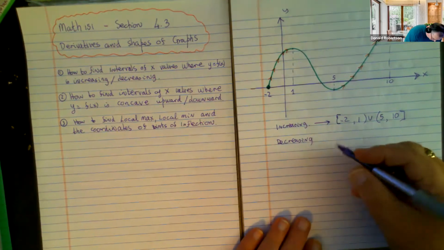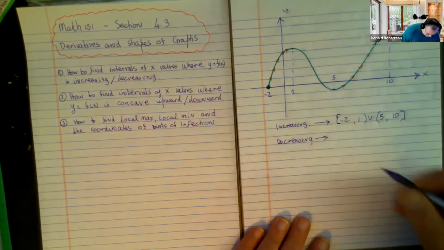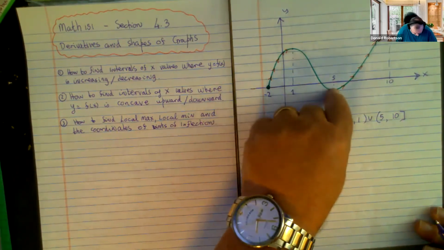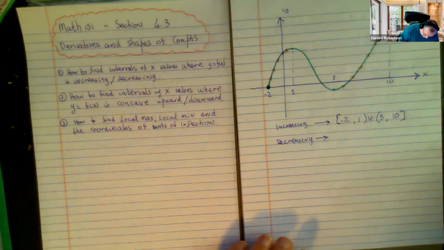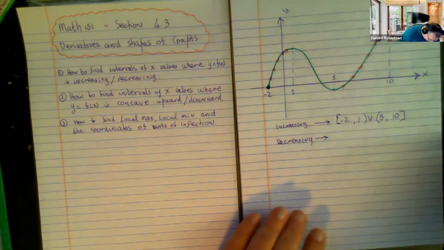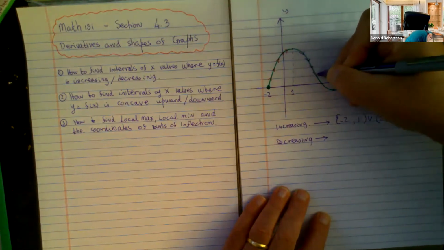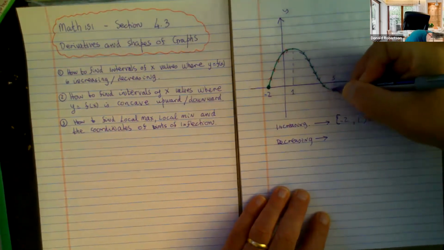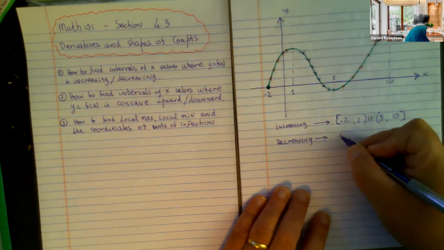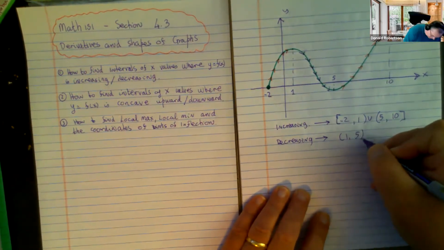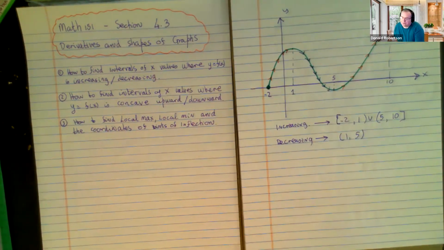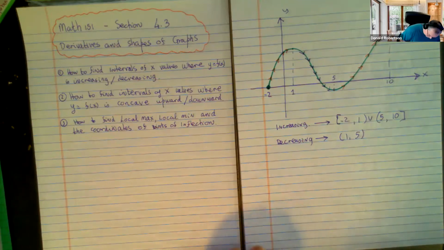A function is decreasing as you travel from left to right if it's going downhill. So in this particular question, would you agree that the function is decreasing from 1 to 5? Are we good?